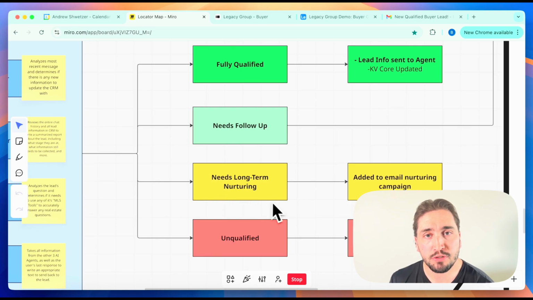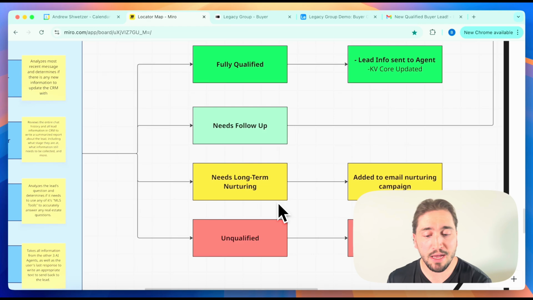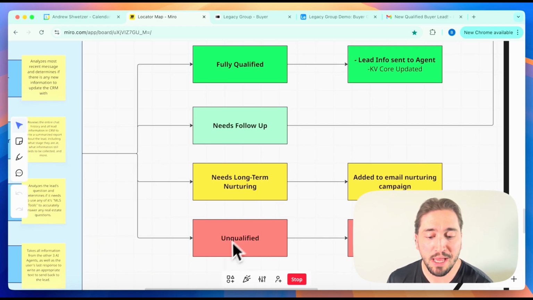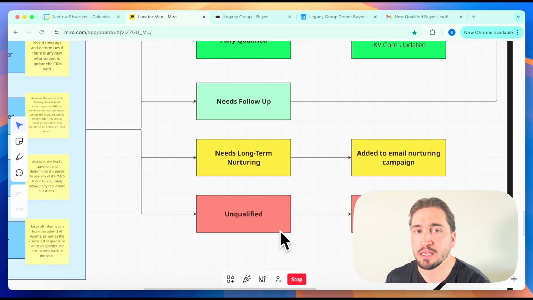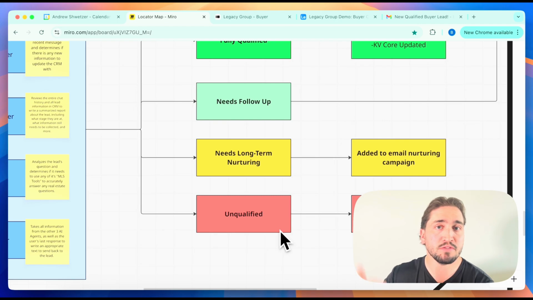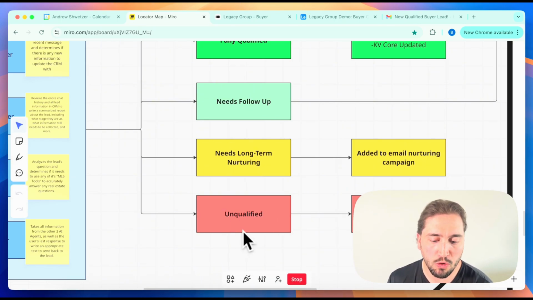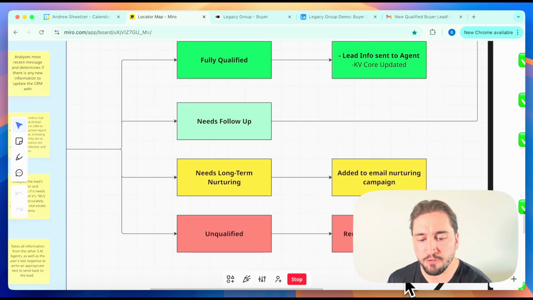There is needs long-term nurturing. So this could be a lead that maybe is not ready to buy yet or not ready to sell. Maybe they want to buy 12 months from now. So we're going to put them on a long-term nurturing plan via email. And then we have unqualified. This might be spam bots, or it might be somebody who lives across the world who's not looking to actually buy. Whatever it might be, these are unqualified leads. Those ones we just remove from the list completely.